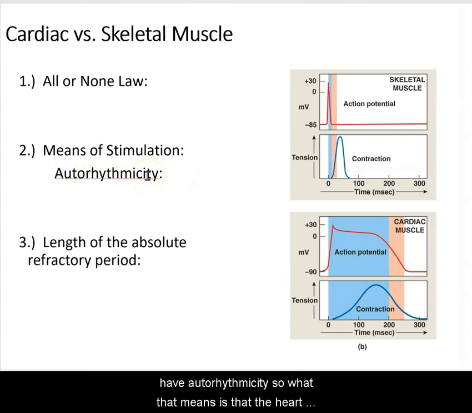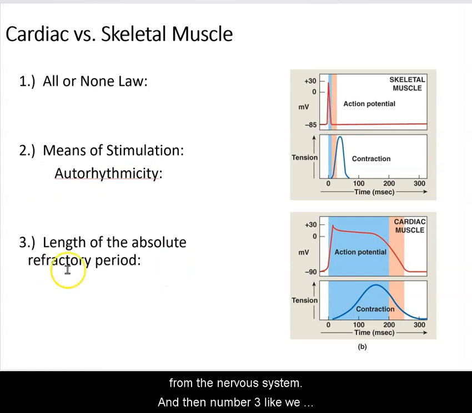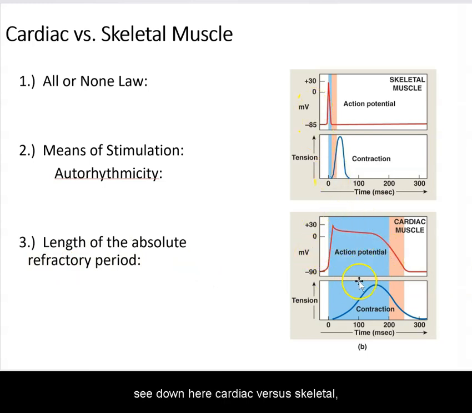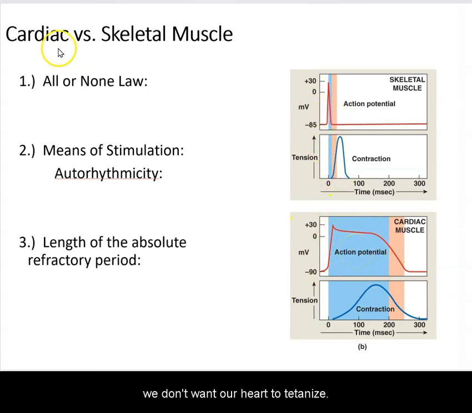autorhythmicity. So what that means is that the heart stimulates itself. The pacemaker cells are going to stimulate the cardiac muscle cells. That's where that action potential comes from. Where, remember, skeletal muscle, the action potential came from the nervous system. And then number 3, like we said, the absolute refractory period is much longer. You can see down here cardiac versus skeletal. See the blue? That's the absolute refractory period. And again, we don't want our heart to tetanize.